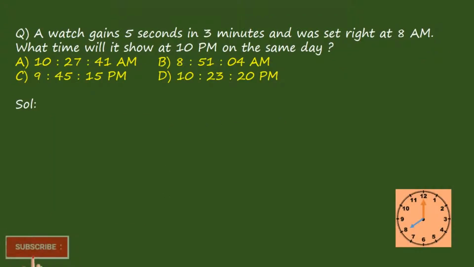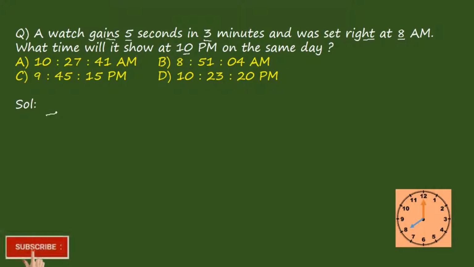Next question, a watch gains 5 seconds in 3 minutes. It was set right at 8 a.m. What time will it show at 10 p.m. on the same day? Okay, what they are asking is, they are gaining. Gaining means it is increasing the time by 5 seconds for every 3 minutes. And it's set right, correct time is 8 a.m. What time will it be showing at 10 p.m.?